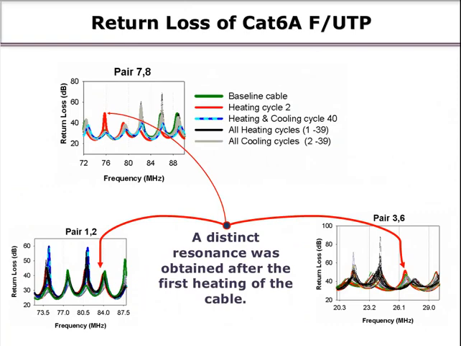In the previous slide, the return loss margin was shown, but in this current slide, the actual return loss traces for the heating and the cooling cycles are presented. By following the red arrows, we can observe a distinct resonance that was measured after the first heating of the cable, that is at heating cycle 2.